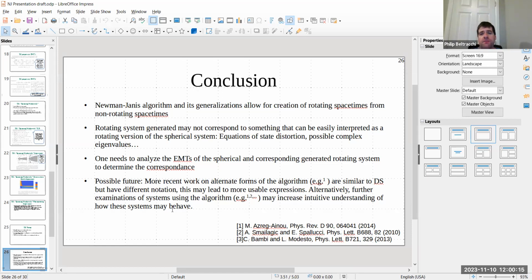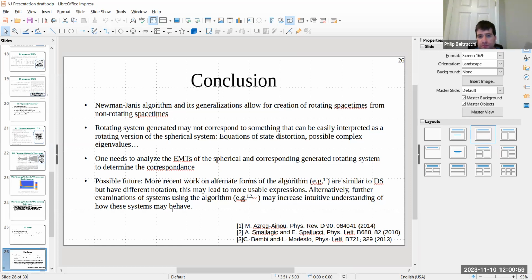It's possible in the future that there could be further developments in this. There has been work on a slightly modified form of the algorithm, which is similar to the Drake-Szekeres, although they use a slightly different notation and a slightly different procedure to go between the rotating and non-rotating cases. This different notation may lead to more usable expressions for the different terms, which could allow for more detailed analysis.